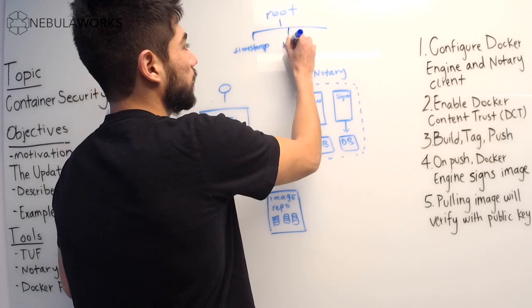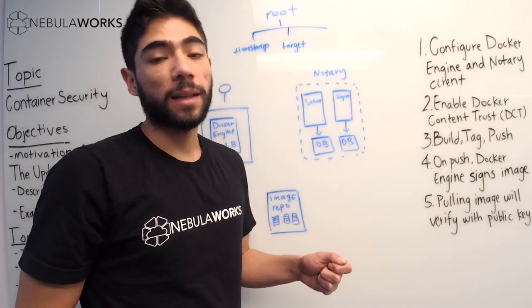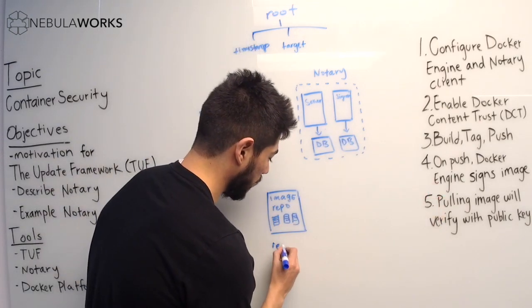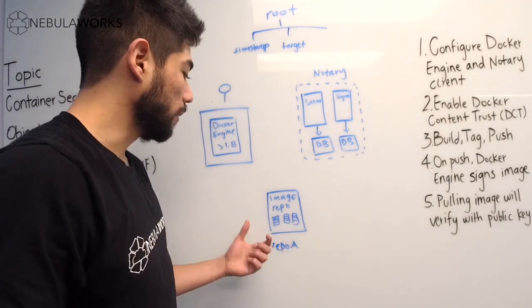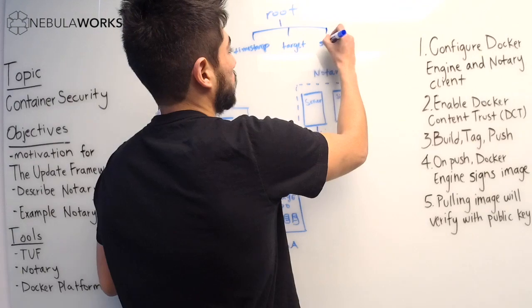There's a targets key that's responsible for delegating specific content. In this case, we're talking about an image repository that a signer will be able to interact with, and then there is a snapshot key.